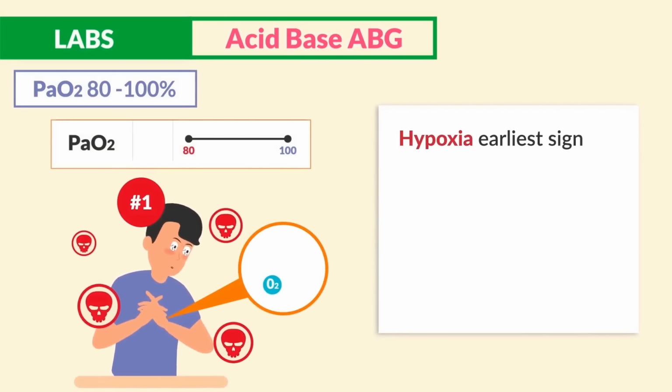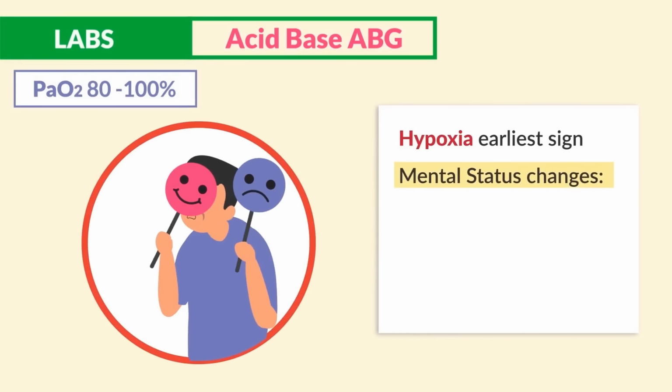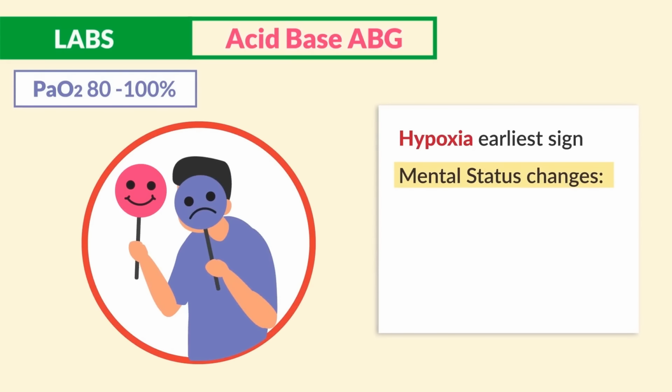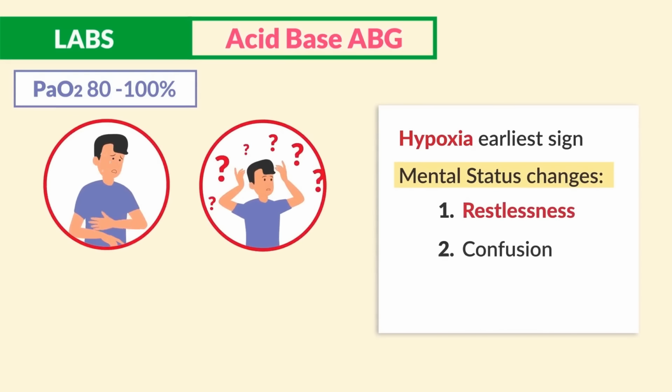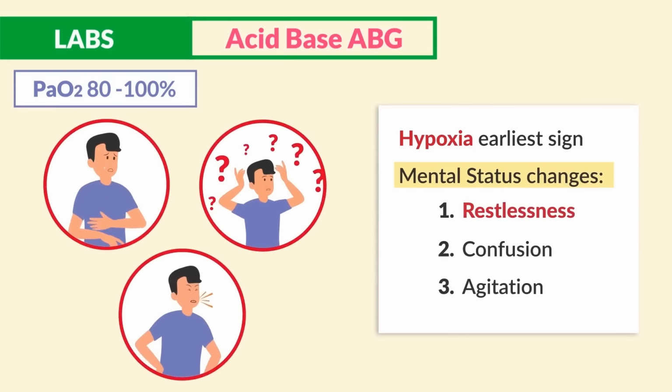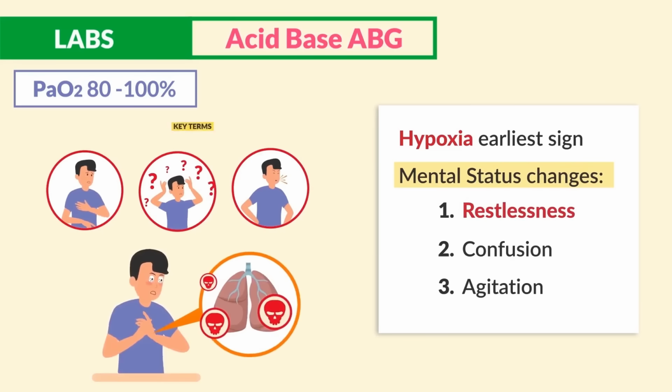Hypoxia's earliest sign is mental status changes. And the top 3 on the NCLEX to know is number 1, restlessness. Number 2 is confusion. And number 3 is agitation. So write these down. They're always key terms for hypoxia.